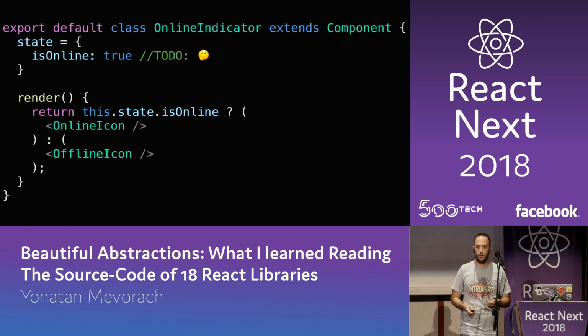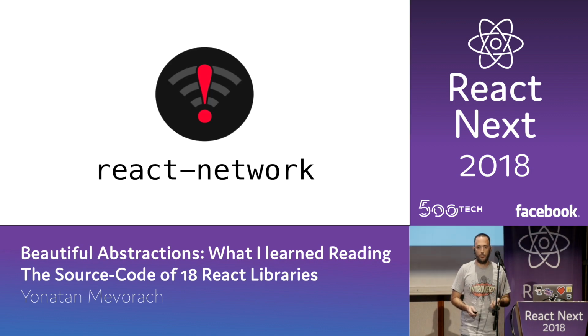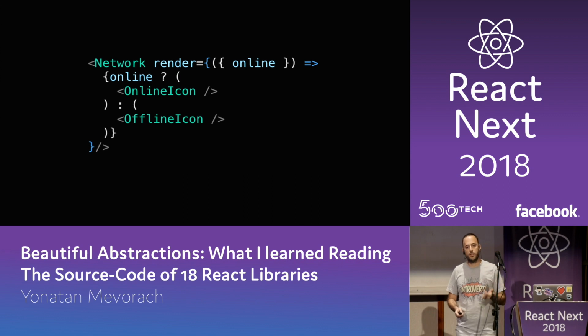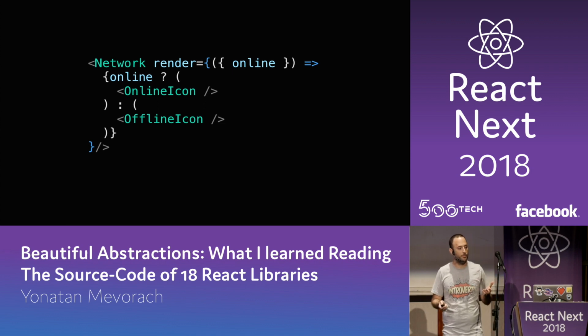So instead of figuring out how to do this ourselves, let's find a library that will do it for us. This library is called React Network, and it solves exactly this problem. So in order to use it, all you do is it exposes a component called Network, and it encapsulates everything in order to figure out if the user is online or offline. I don't have to figure this out myself.